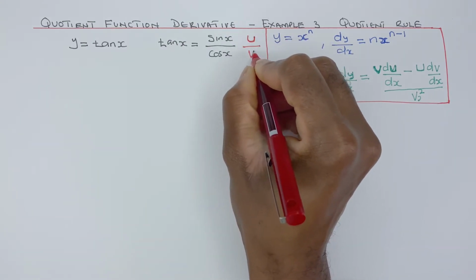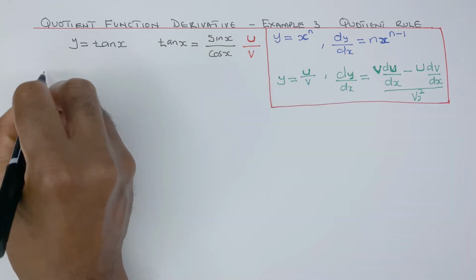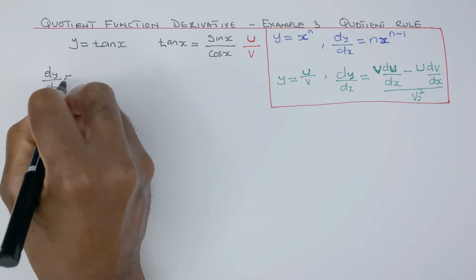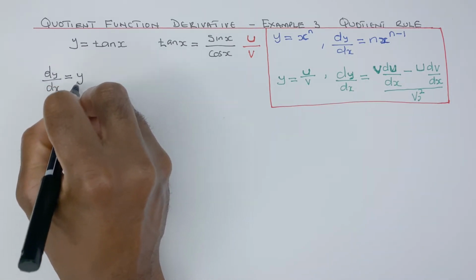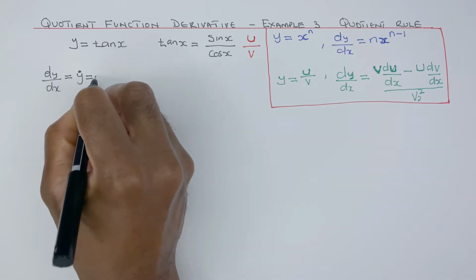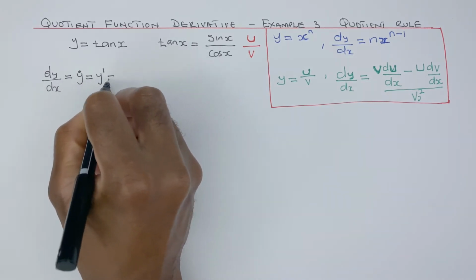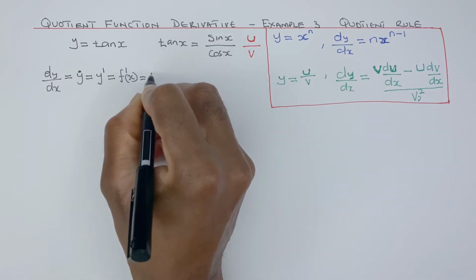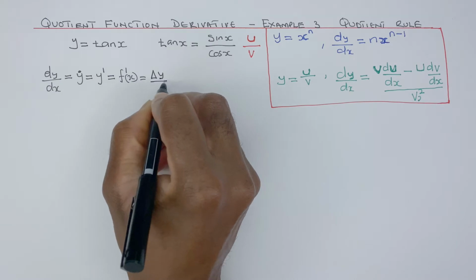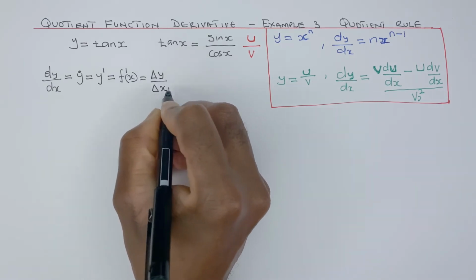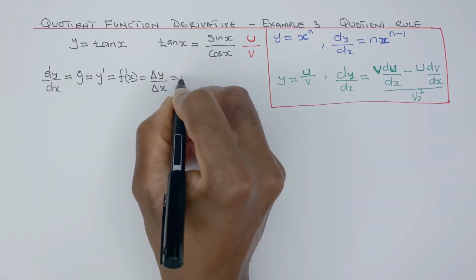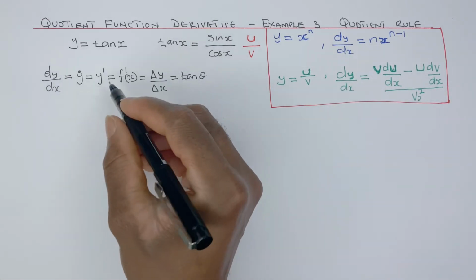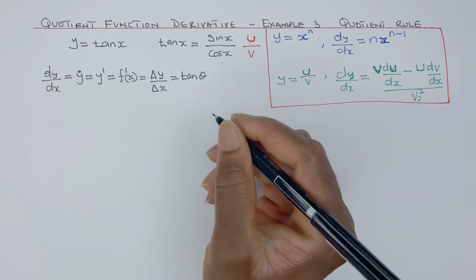Now, to find the dy/dx, remember dy/dx can also be called y dot, which can also be called y dash. It can be f dash x. It can be rate of change in y over change in x, which sometimes is the tangent of an angle theta if you put a value into x and y.